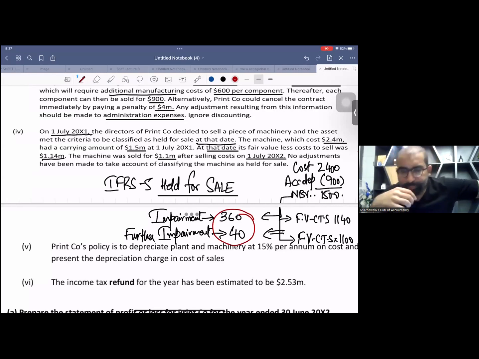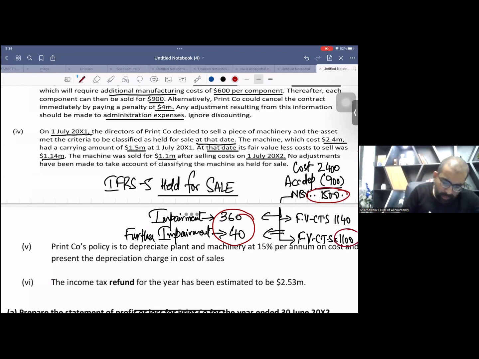Now, the examiner has written his comments on it. The examiner has said it's okay if you want to show deep working and you write it in two pieces, 360 and 40, and then add it. But if somebody books 400 impairment directly, that's perfectly okay. From 1500 to 1100, the total impairment is 400. You can directly book it.